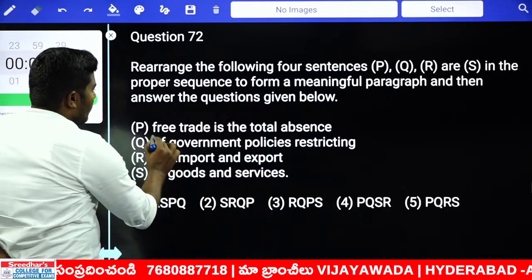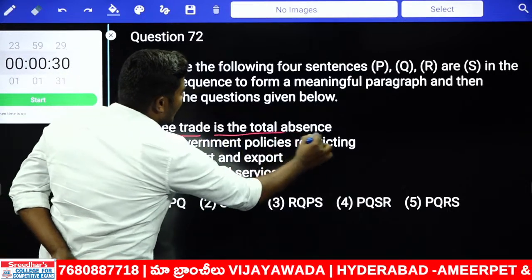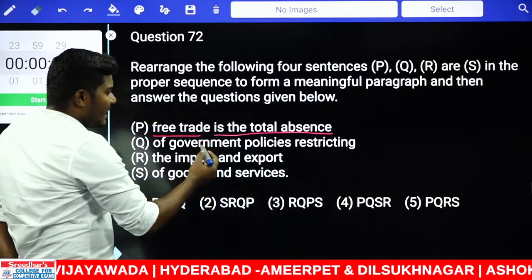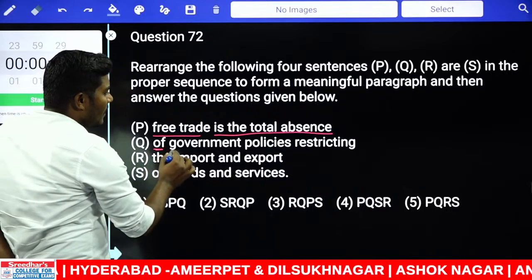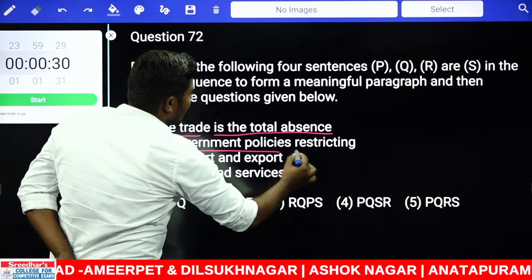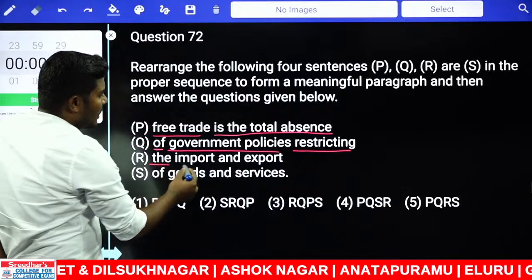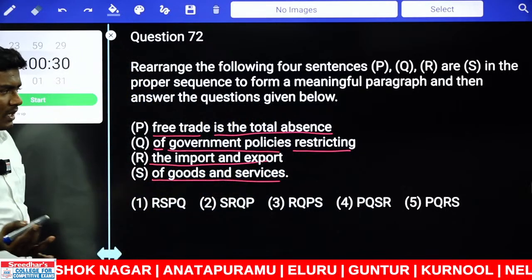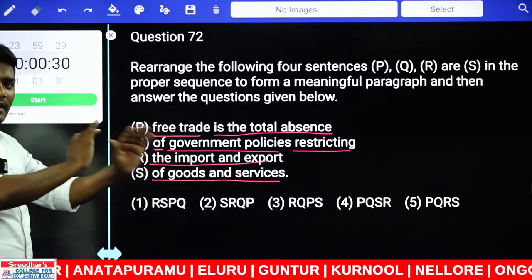Look at the first one. Free trade is the total absence of what? Free trade is a total absence of government policies restricting the import and export of goods and services. Direct answer. We don't have many grammatical rules here. Directly we can read and answer, right?